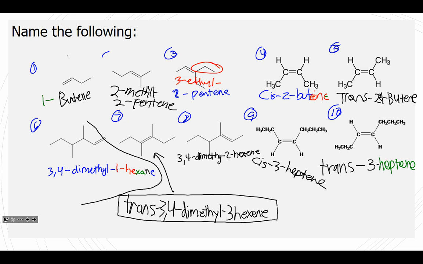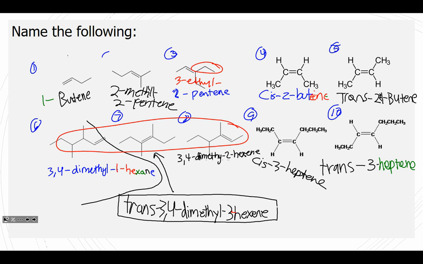Cis-2-butene, good. Trans-2-butene, good. Next one. 3,4-dimethyl-1-hexene, good. Trans-3,4-dimethyl-3-hexene. Next one, 3,4-dimethyl-2-hexene. What do you notice about these 3? They're all going to be the same kind of molecular formula. So they're going to be constitutional isomers.